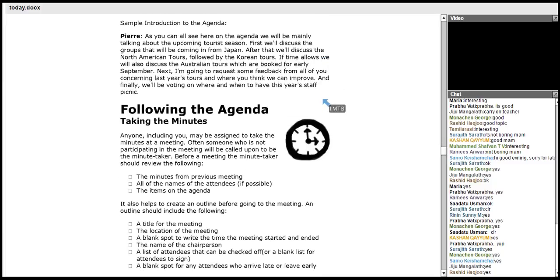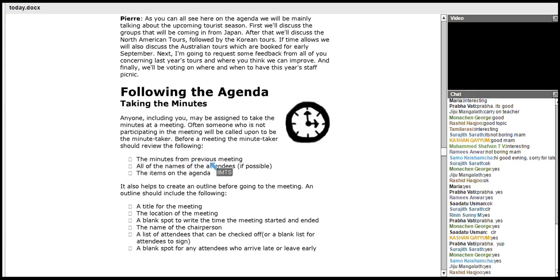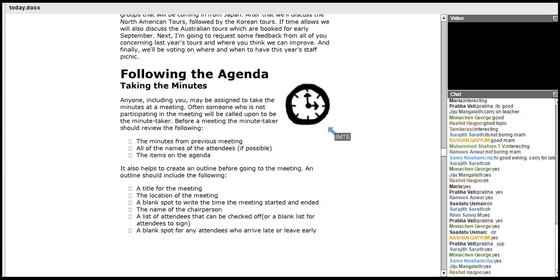Anyone including you may be assigned to take the minutes at a meeting. That means to note down everything which is being covered at the meeting. Often someone who is not participating in the meeting will be called upon to be the minutes taker. Before a meeting, the minute taker should review the following: the minutes from the previous meeting, all the names of the attendees, the items on the agenda. It also helps to create an outline before going to the meeting. And an outline should include the following: a title for the meeting, the location of the meeting, a blank spot to write the time the meeting started and ended. So this is all that a minute taker needs to follow.